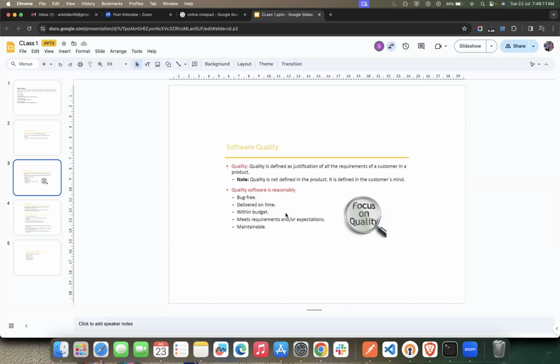Whenever you develop software, it involves cost. How exactly does developing a software involve cost? Can you help me with that, Chetri?